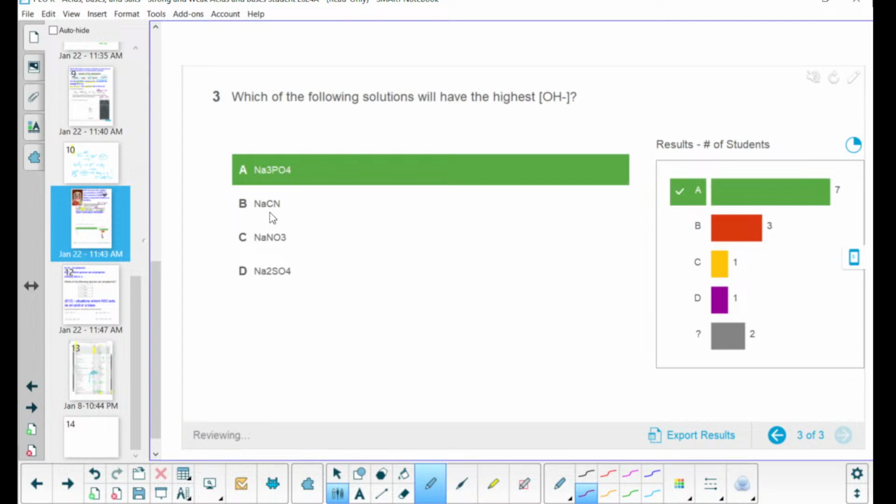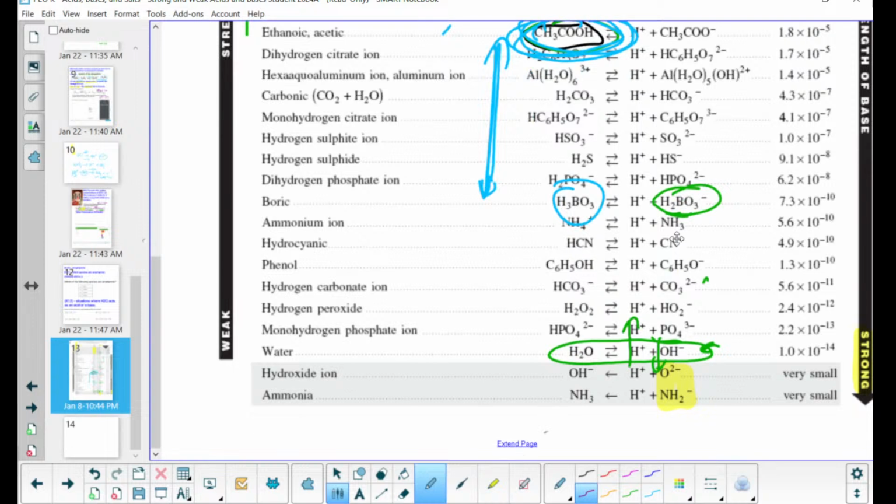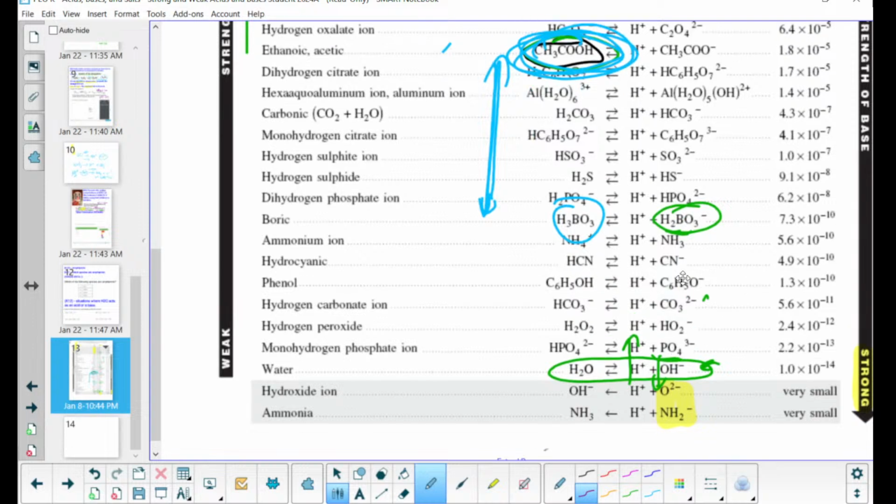Now some of you picked B, which is CN minus. So let's compare CN minus versus PO4. PO4 is all the way down here. CN minus is there. So PO4 is further down, a little bit stronger. For those who picked the other ones, does that make sense? Okay.